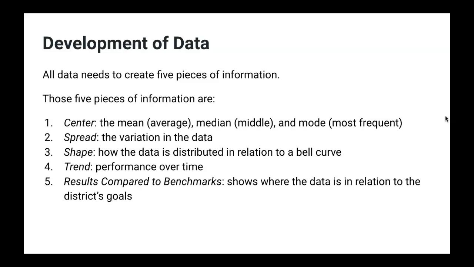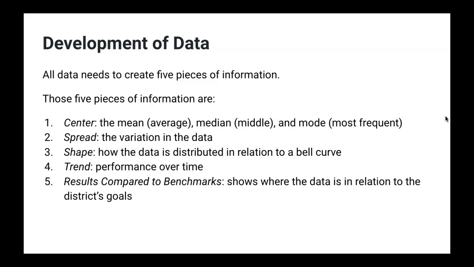So we've next got our development of data, and all data needs to have 5 pieces of information. Those 5 pieces of information are center, which is the mean, median, and mode. Other terms for those are average, middle, and most frequent. I know those are terms that I associate with math classes, which are not something that always came easy to me. I know some of you have told me that before, so we can relate to that.